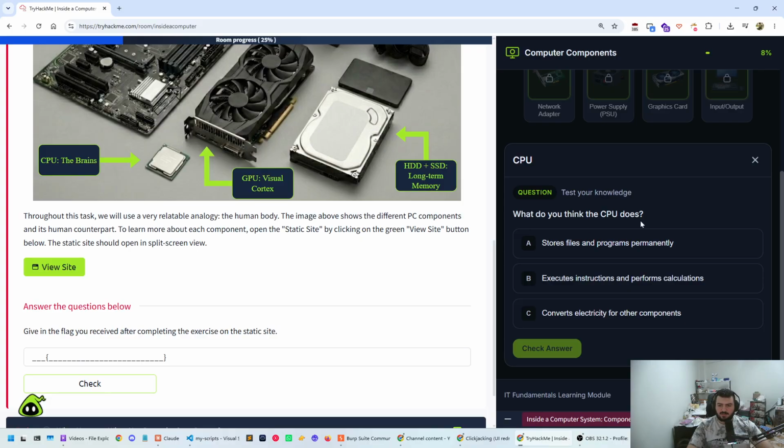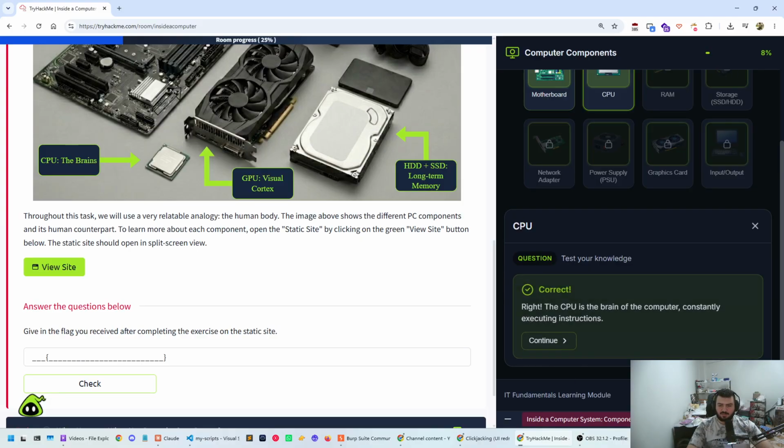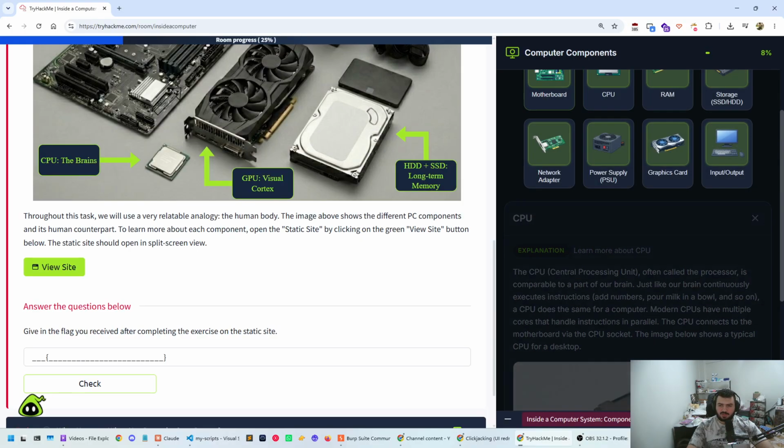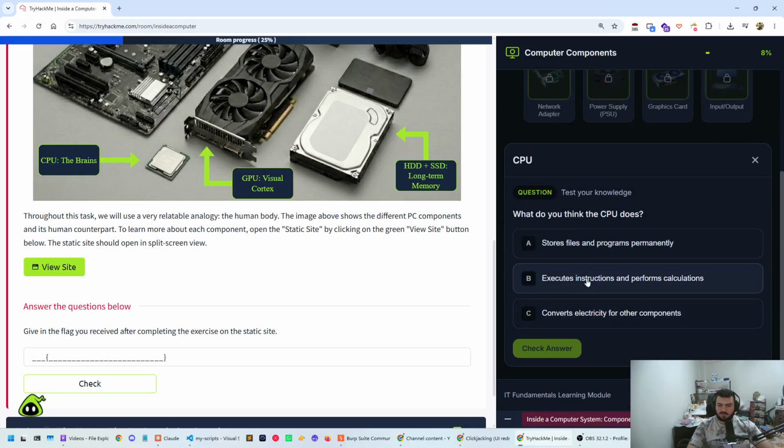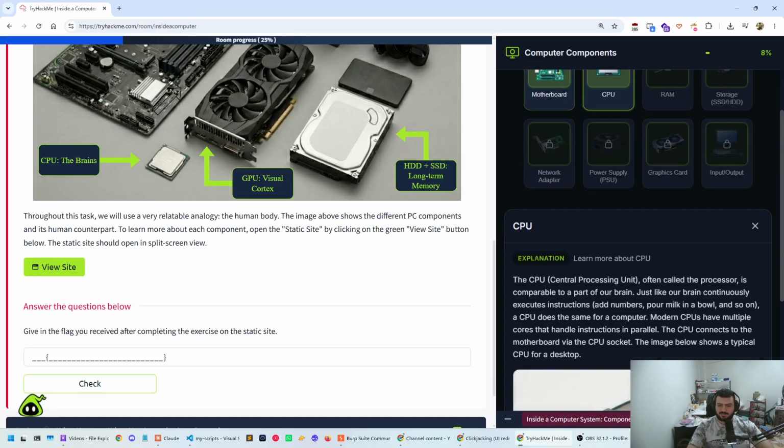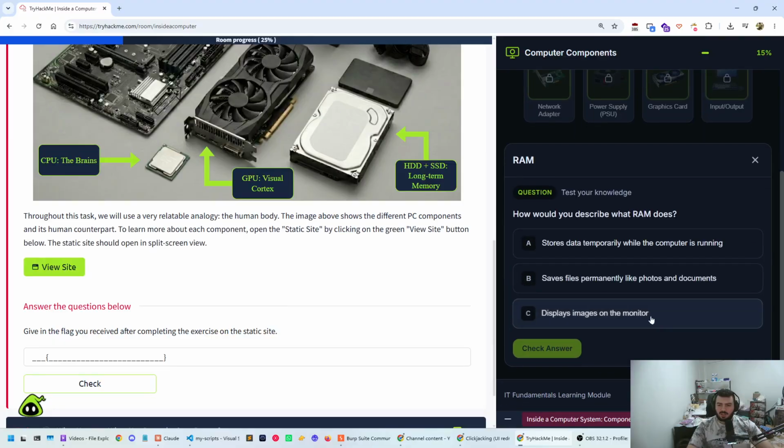What do you think a CPU does? It executes instructions and performs calculations, for sure. If you want to read more about the CPU... Oh, I forgot to click complete. Then you have the RAM.